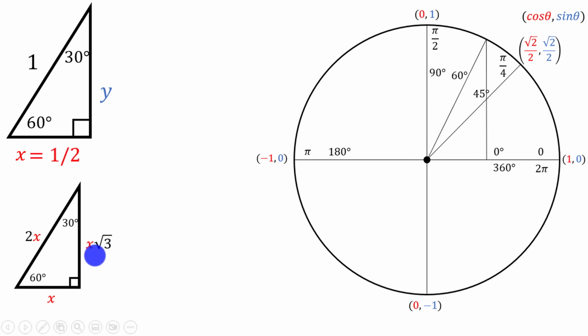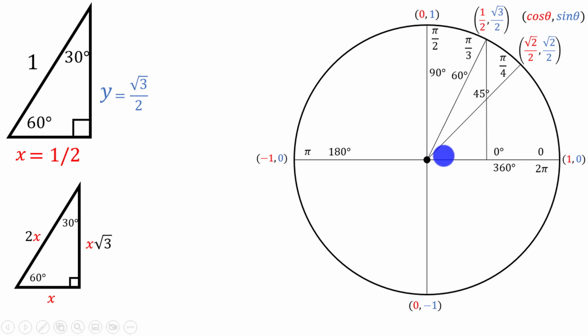The height is equal to the base times the square root of 3. So if we take the base of 1/2 and we multiply by the square root of 3, we will get the square root of 3 over 2. Therefore, if we have a 60 degree angle, the point on the unit circle will be 1/2, comma, square root 3 over 2. The radian equivalent of 60 degrees is pi over 3.